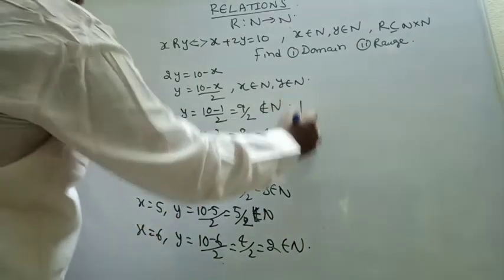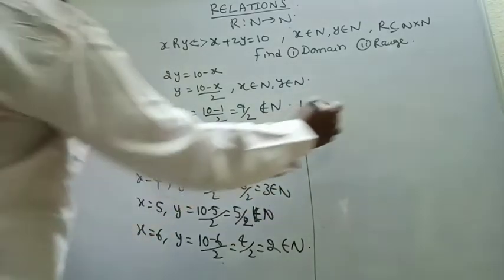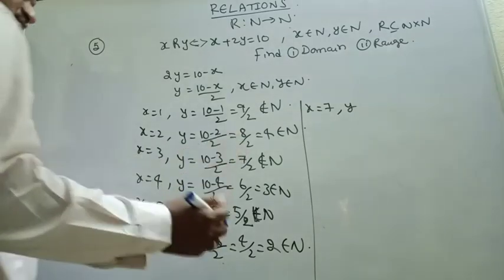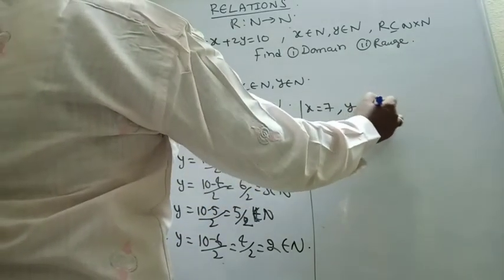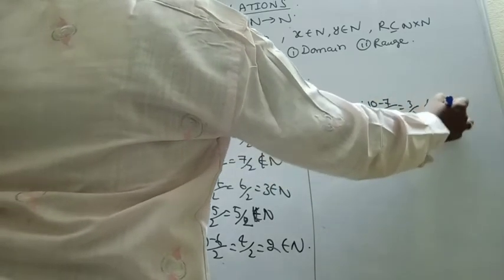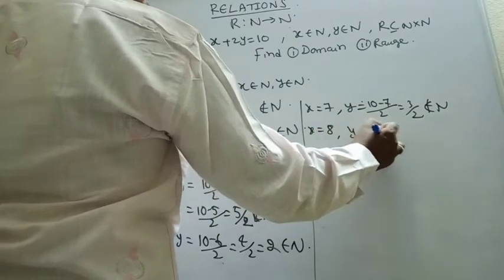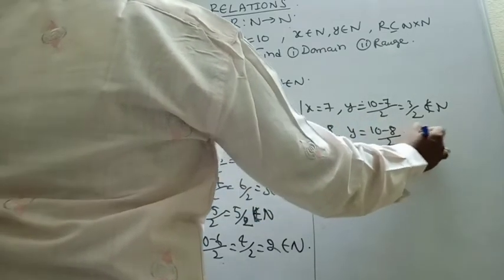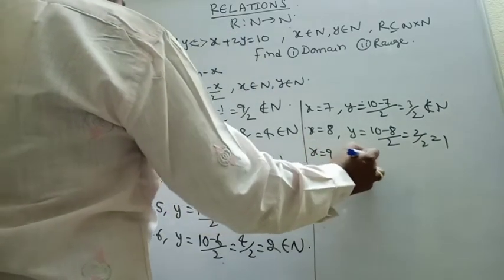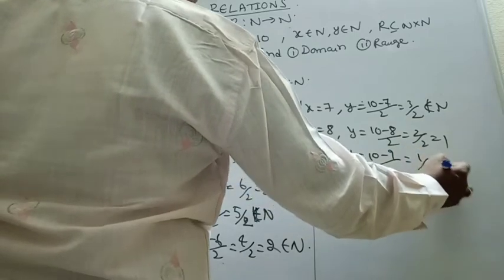In the same way, take x is equal to 7, you will have y is equal to 10 minus 7 by 2. That is 3 by 2. This is not a natural number. Now take x equal to 8. Y is equal to 10 minus 8 by 2. That is 2 by 2. That is 1. Now take x equal to 9. Y equal to 10 minus 9 by 2. That is 1 by 2. This is not a natural number.